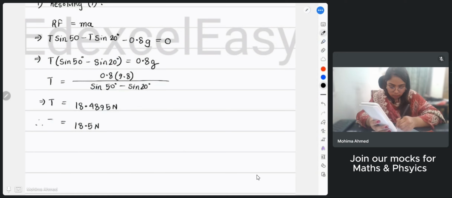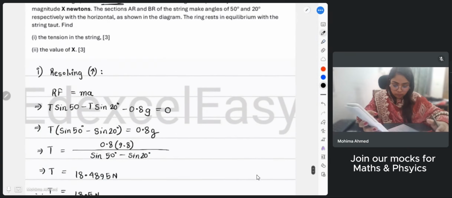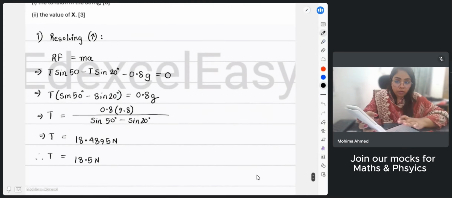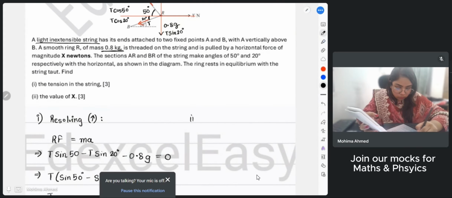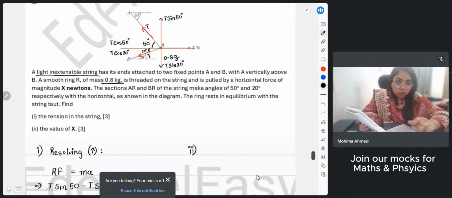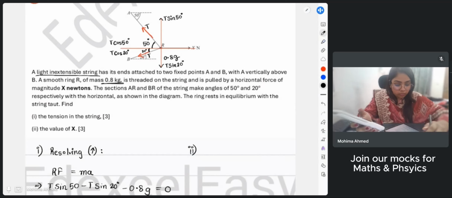So this was the working for part one. Then, using the value of T, you have to find the value of x also. So for part two, x is in the horizontal plane, so we're only going to use the horizontal plane over here. We're not going to work anything with the vertical plane. So we are going to write, resolving horizontally.